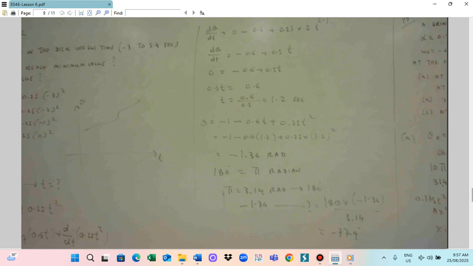Setting d theta by dt to 0, we have minus 0.6 plus 0.5 t equals 0. So 0.5 t is equal to 0.6, so t is equal to 0.6 divided by 0.5, which is equal to 1.2 seconds.